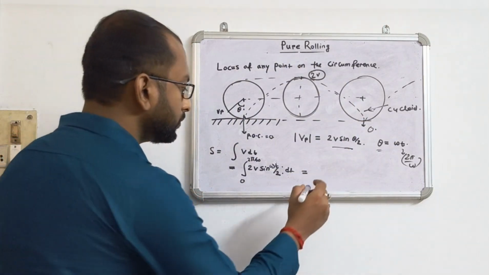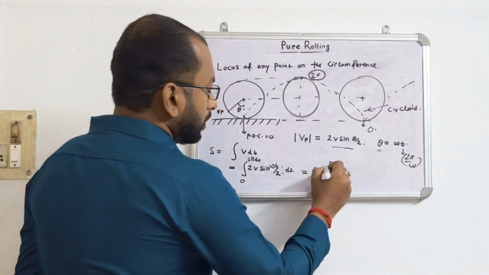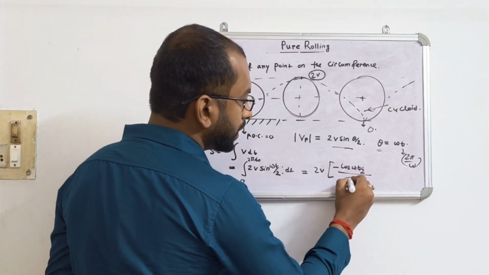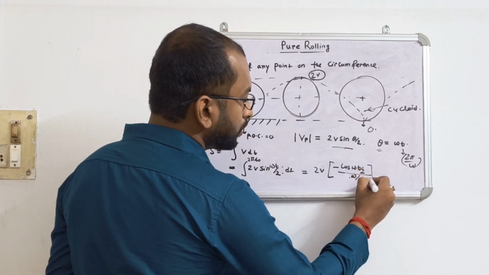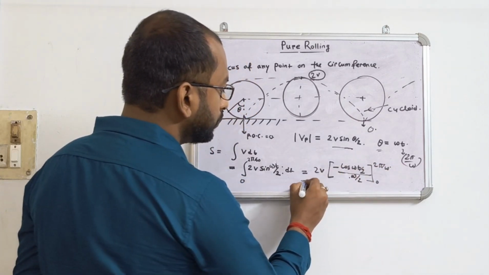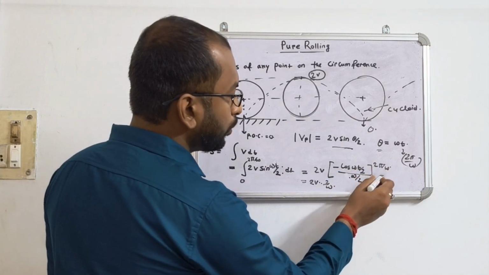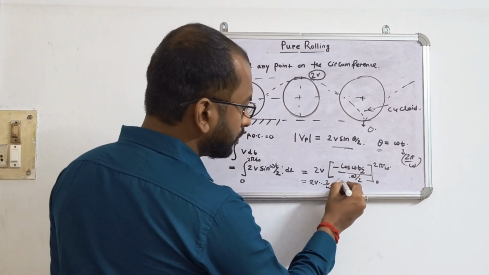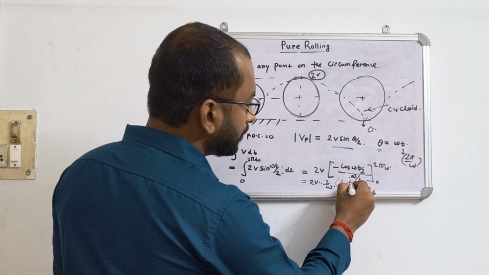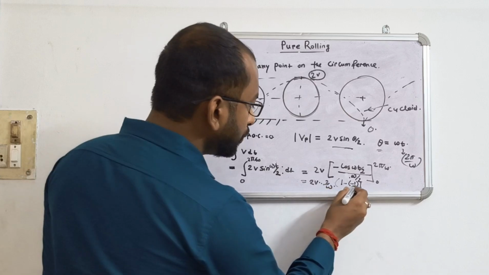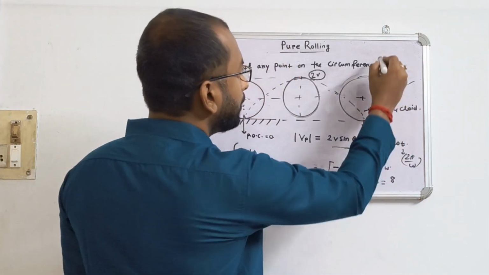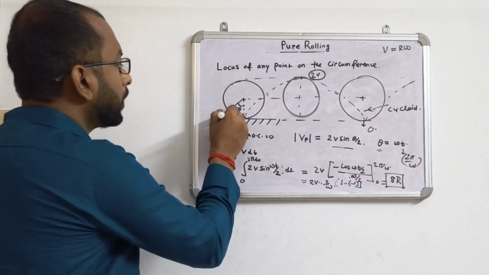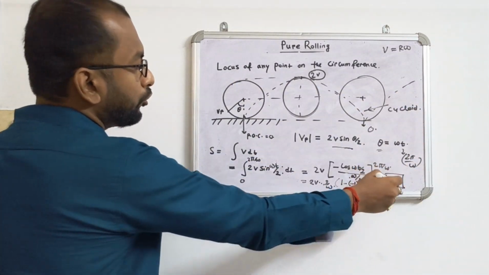So that is 2v, we will just do the integration. Integration of sine omega t by 2 is minus cos omega t by 2 divided by omega by 2, from 0 to 2 pi by omega. We put the value. Cos of omega into 2 pi by omega by 2, that is cos pi, that is minus 1, minus of minus 1, so it is becoming 2. So 2 into 2 into 2, that is 8, v by omega, but we know that v equal to R omega, so v by omega is R, so 8 into R. That is the distance covered by one point at the circumference in one rotation. It will cover 8R distance.